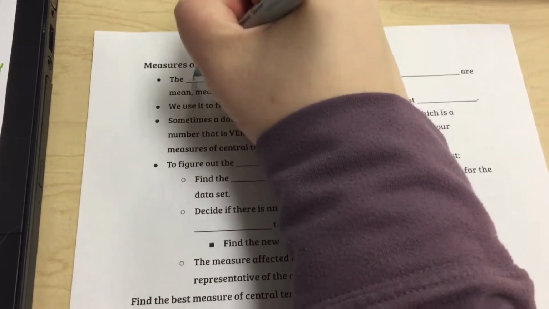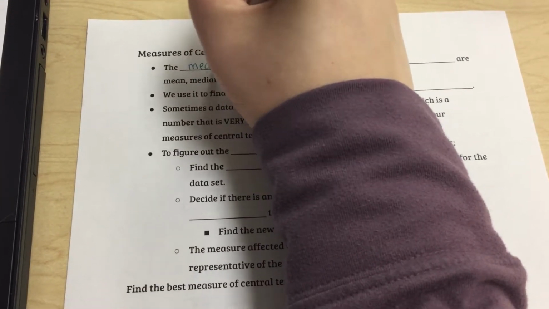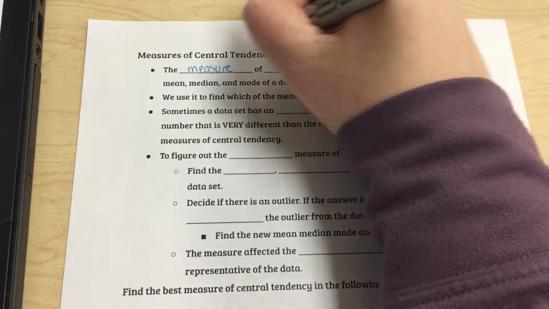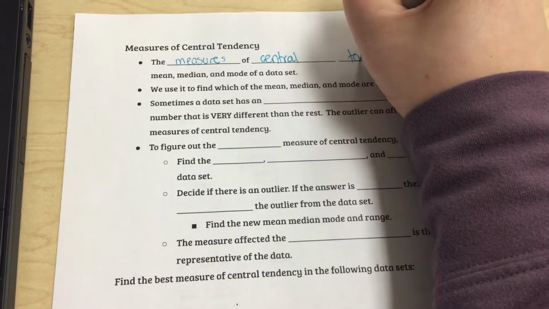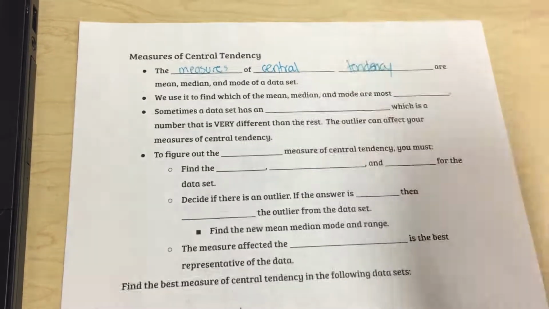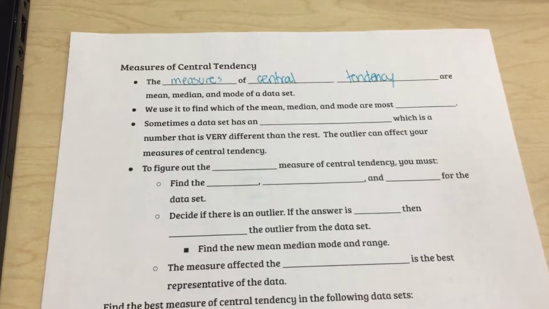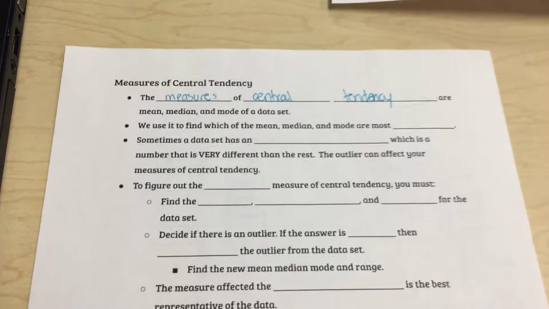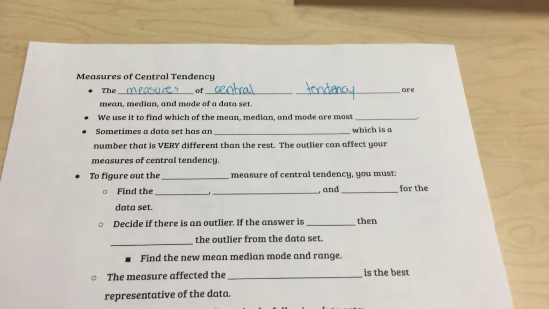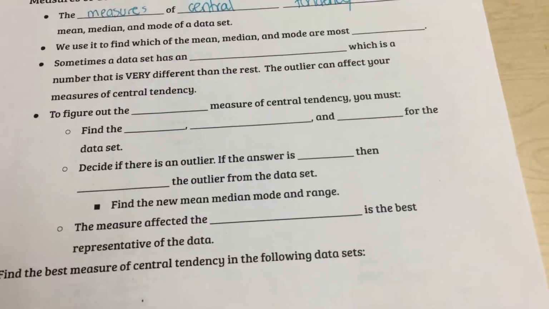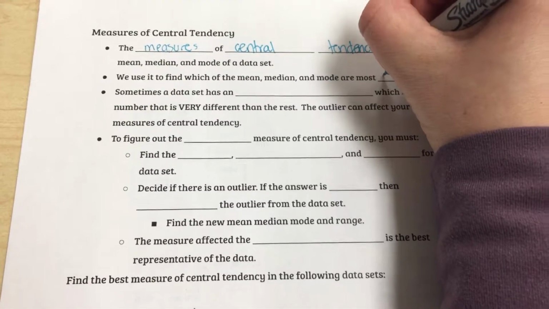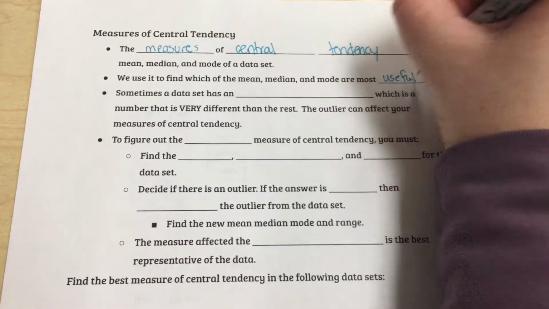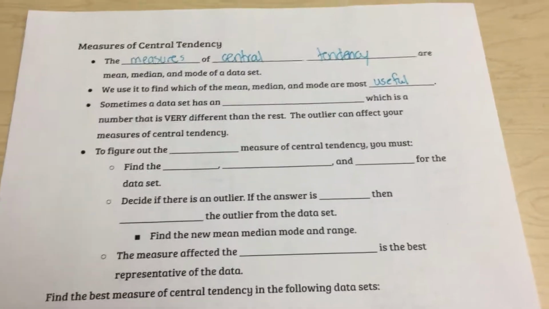So the measures, or the way we measure, measures of central tendency are just the mean, median, and mode of a data set, not the range and not the interquartile range. We use it when we want to find out which of the mean, median, mode are most useful or give us the best idea of what our data actually represents.